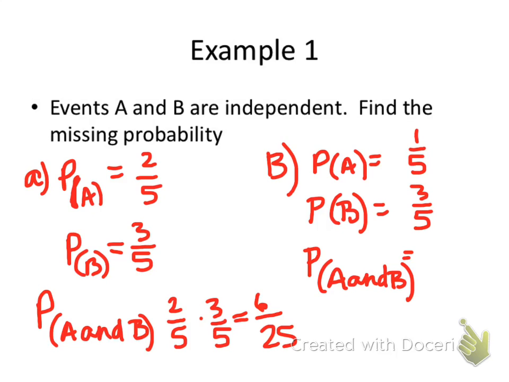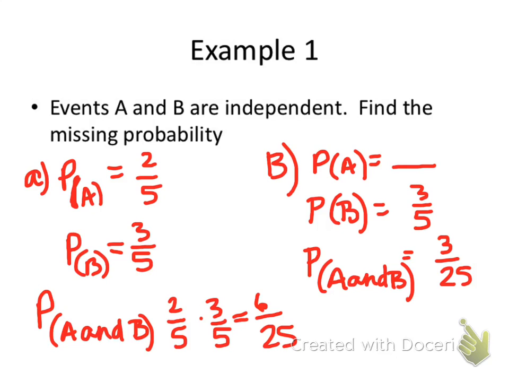Actually, that's not what I wanted to do. What I wanted to do was say, what's the probability of A if the probability of both is 3 out of 25? So we might have to find a missing factor, right? So that we know that the probability of A times the probability of B will equal the probability of A and B.